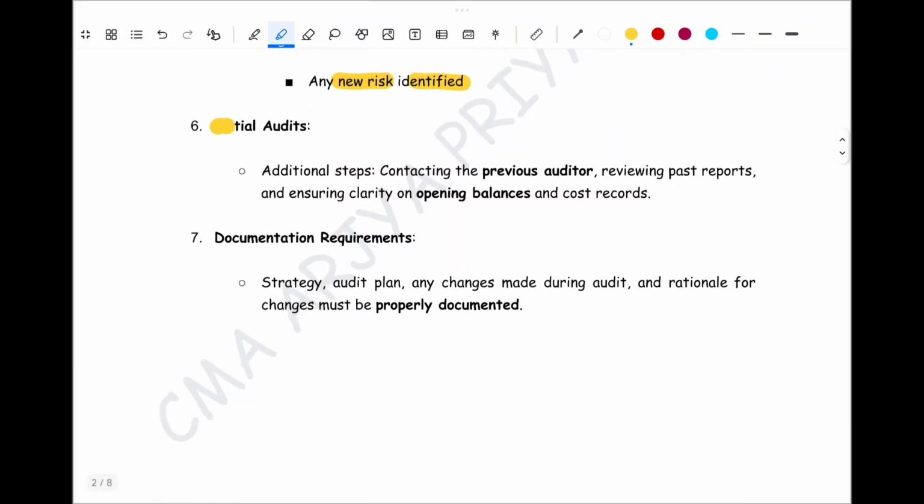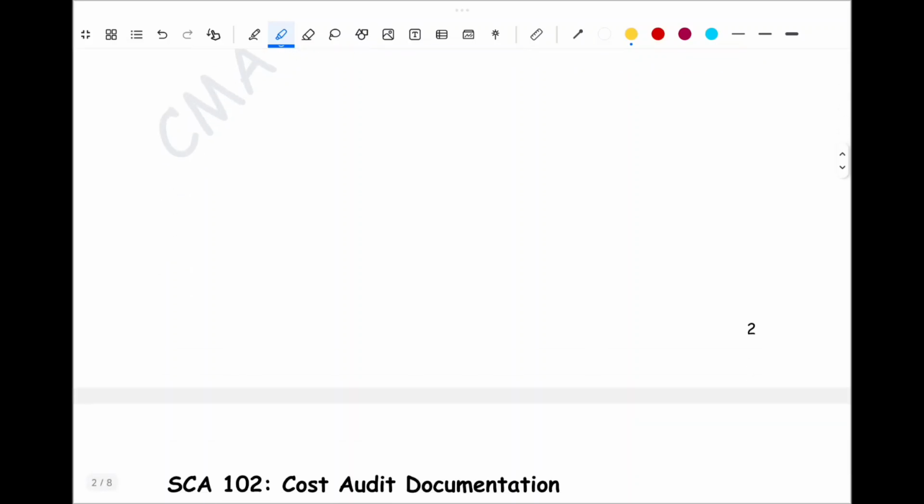Next topic is initial audits. Here there are additional steps, like contacting the previous auditor if required, reviewing the past reports, and ensuring clarity on opening balances and cost records. That is also important, right? Next is documentation requirement. The strategy, the audit plan, any changes made during the audit, and the rationale for changes must be properly documented. All these things should be properly documented.